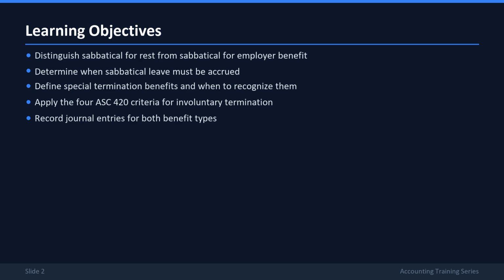By the end of this section, you will be able to distinguish between a sabbatical for rest and recuperation and a sabbatical that serves the employer's benefit, determine when each type must be accrued, define special termination benefits, and identify the recognition trigger. Apply the 4 ASC 420 criteria required before recognizing an involuntary termination liability, and record the journal entries for both voluntary and involuntary termination benefits.